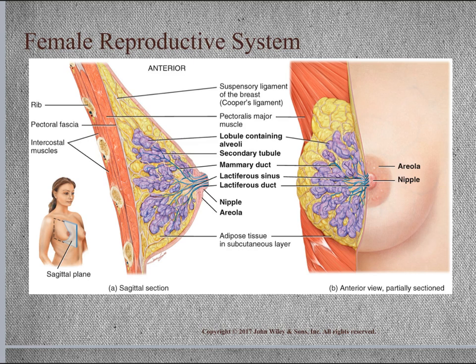So the first thing you notice is the amount of fat that is surrounding these mammary glands. Again, it is supportive. It is insulating and warming the milk that is being produced in here. We have our lobule containing the alveoli, so our lobules, right? With our secondary tubule, so all these tubes.